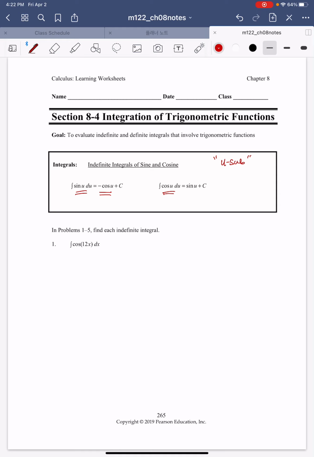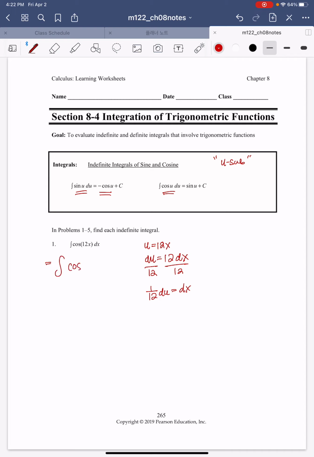You can see that it's not just simply cosine x dx. We have a cosine of something extra dx. So let's apply u substitution. Let u be 12x. Then my du will be 12 dx. So we can solve for dx. So 1 over 12 du equals dx, and we are going to substitute it.